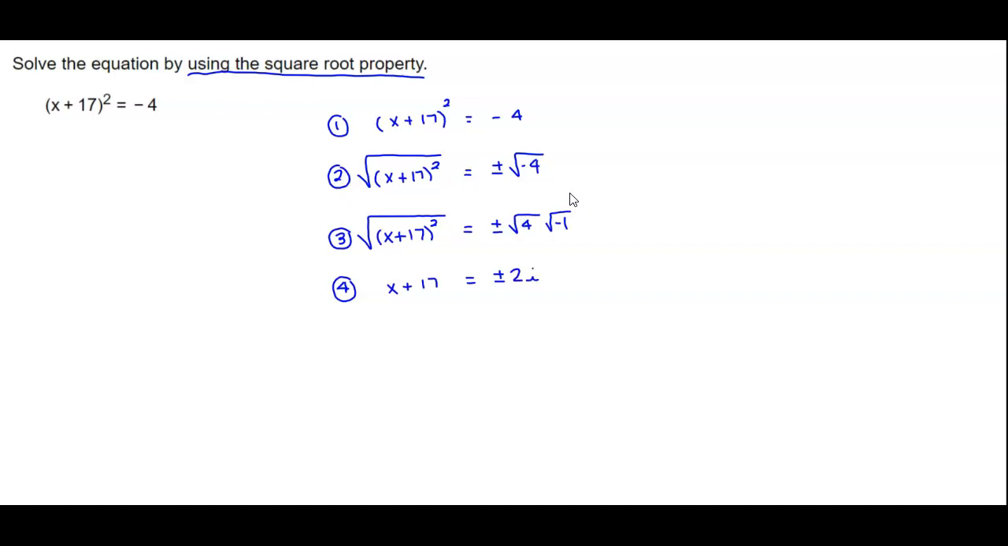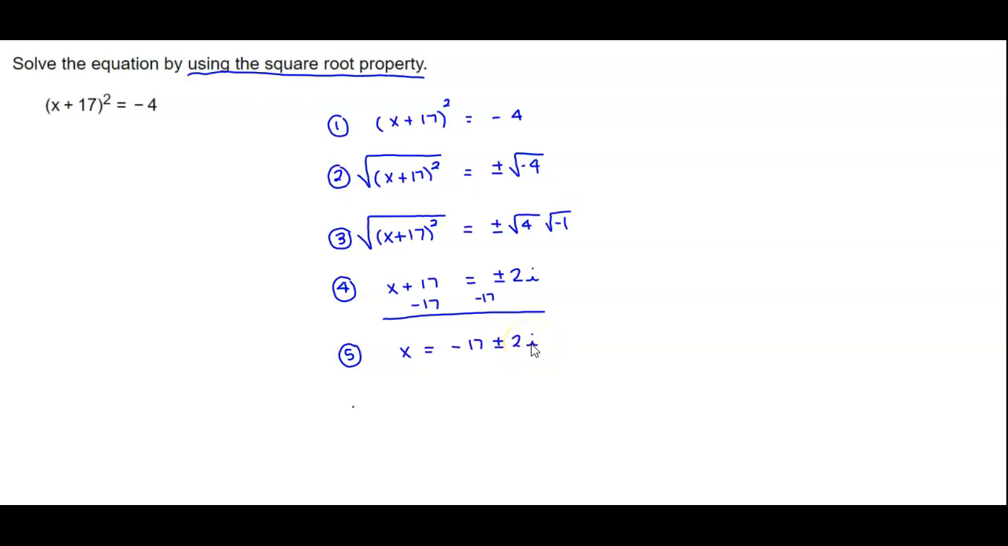Okay, now the next step is we want to make sure that we solve for x. So we have to subtract 17 from both sides, and we want to make sure it's in front of the plus or minus side. So therefore, in step number 5, when we solve for x, it's going to equal -17 plus or minus 2i.